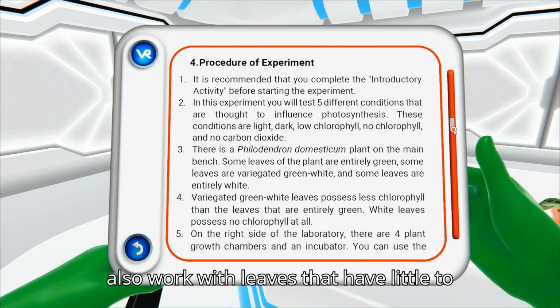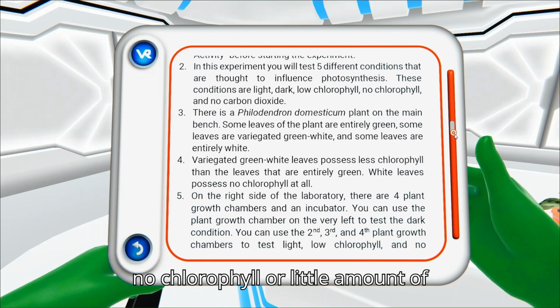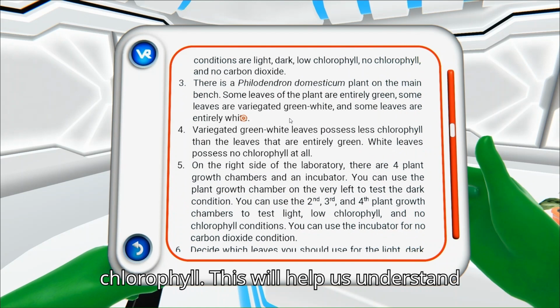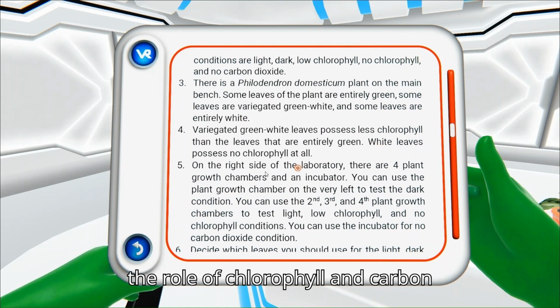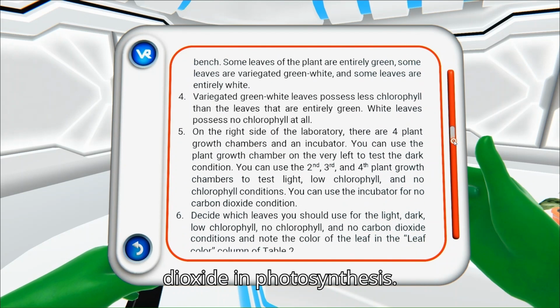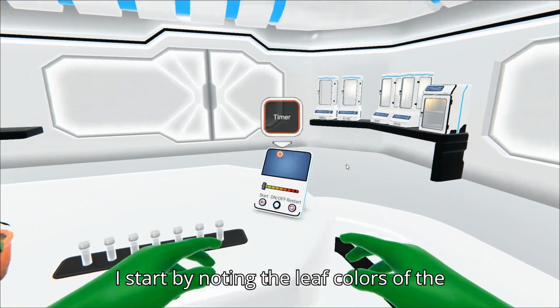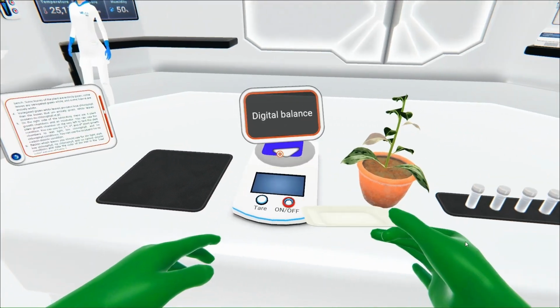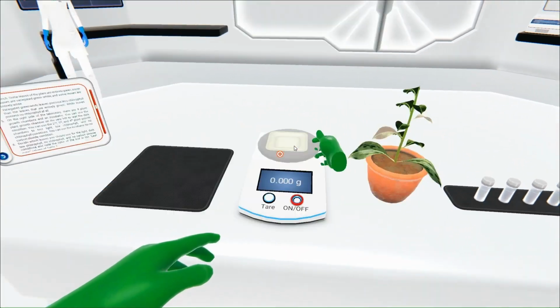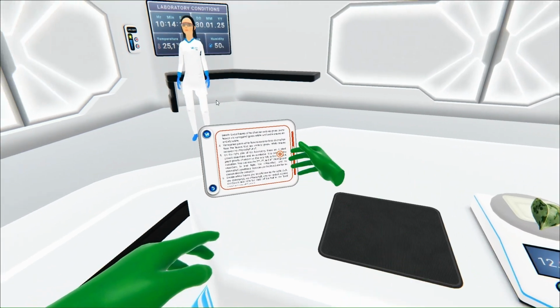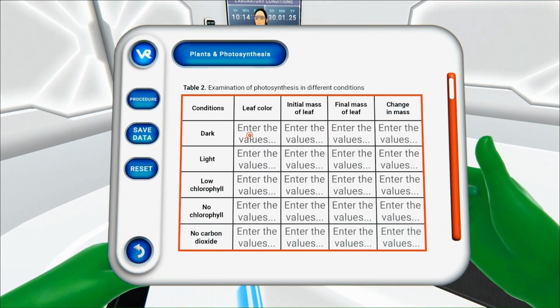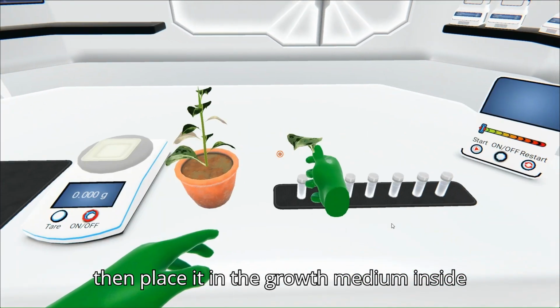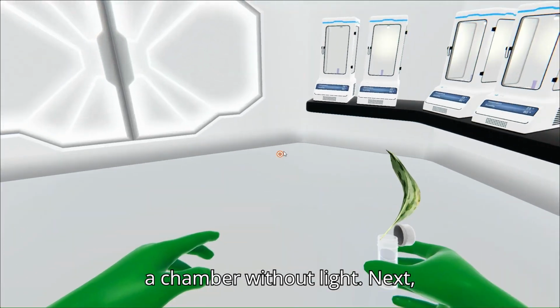We will also work with leaves that have little to no chlorophyll or little amount of chlorophyll. This will help us understand the role of chlorophyll and carbon dioxide in photosynthesis. I start by noting the leaf colors of the plant I took and measuring its mass. I then place it in the growth medium inside a chamber without light.